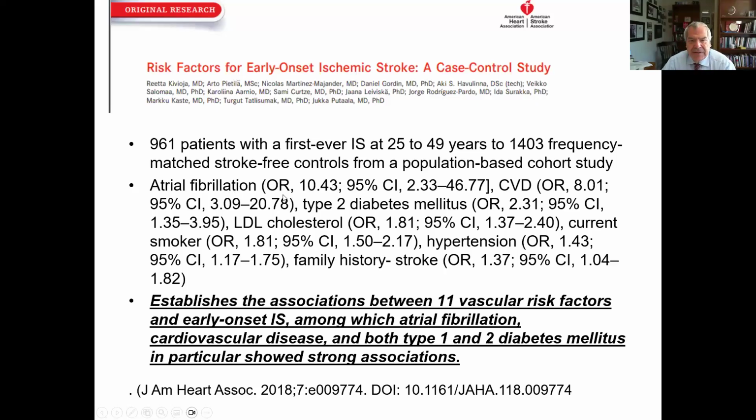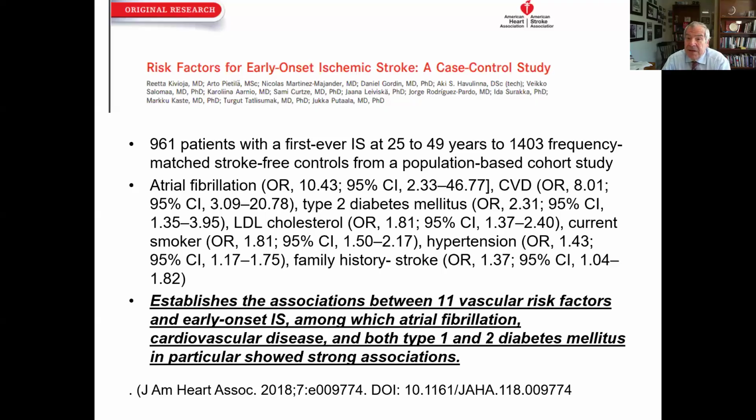In their case, they found a significant odds ratio for AFib at 10.43, fairly high, 10 times the risk associated with atrial fibrillation for having a stroke. And if we look at the confidence interval, 2.33 to 46.77, kind of wide. And we would all kind of say that might be due to the size of the case control study. It's kind of a wide confidence interval there, but does not include one.